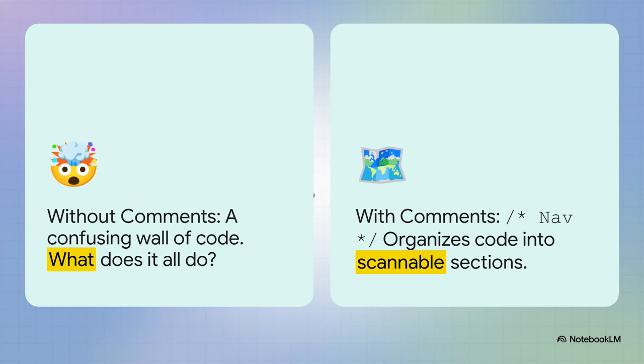I mean, look at this. The difference is like night and day. The code on the left, it's just a giant wall of text. Sure, it probably works, but good luck figuring out what's what in a hurry. But with just a few simple comments, like on the right, it's instantly organized. You can scan it and see, there are the navigation styles. It's like putting chapter titles in a book. It just makes everything make sense.